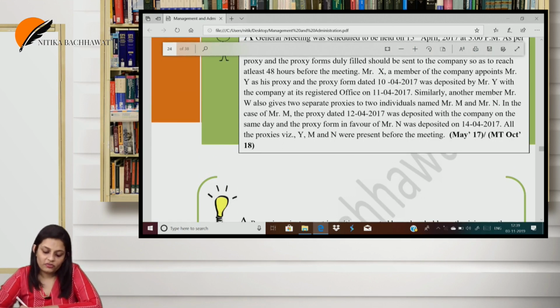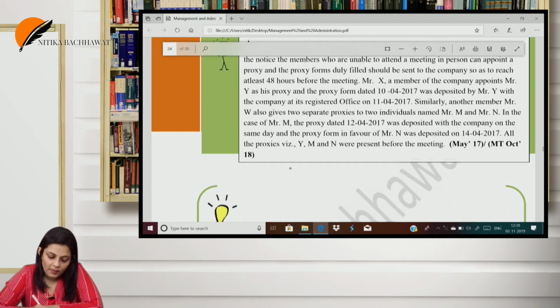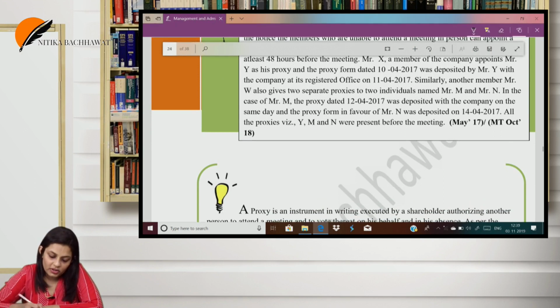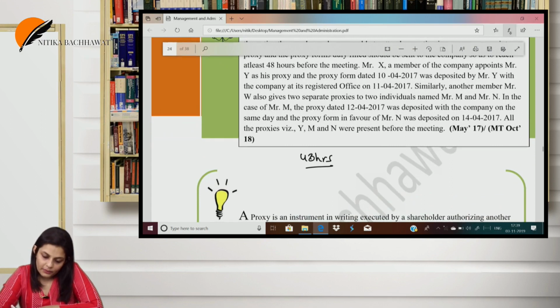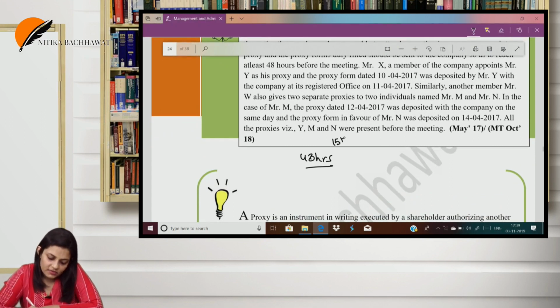In case of multiple proxies, first of all, proxy form has to be submitted. How many days? 48 hours before the meeting. Okay. Mr. X appointed a proxy. The date of the meeting was 15th April. Okay, the date of the meeting is 15th April.